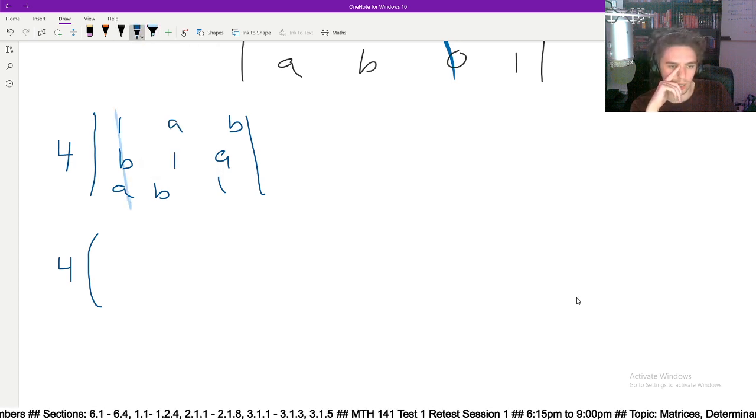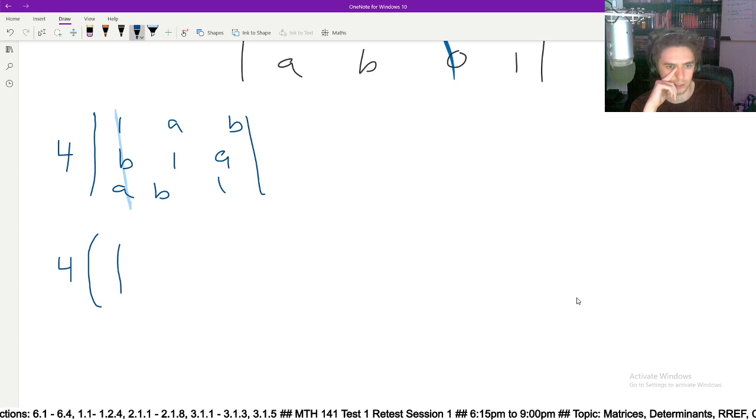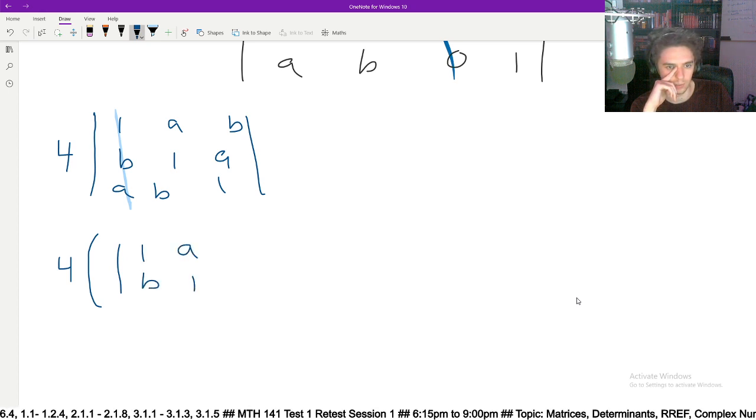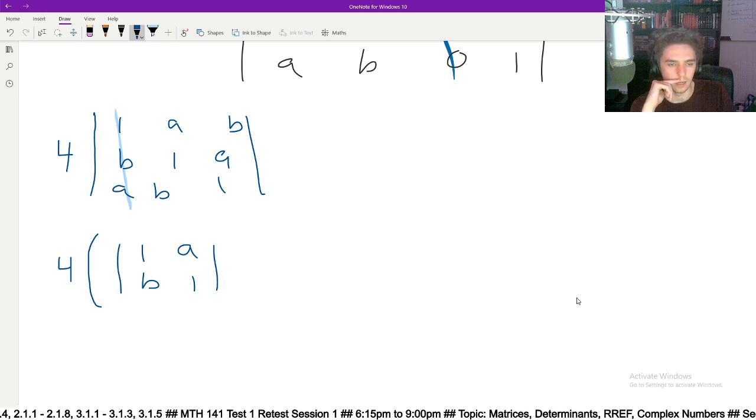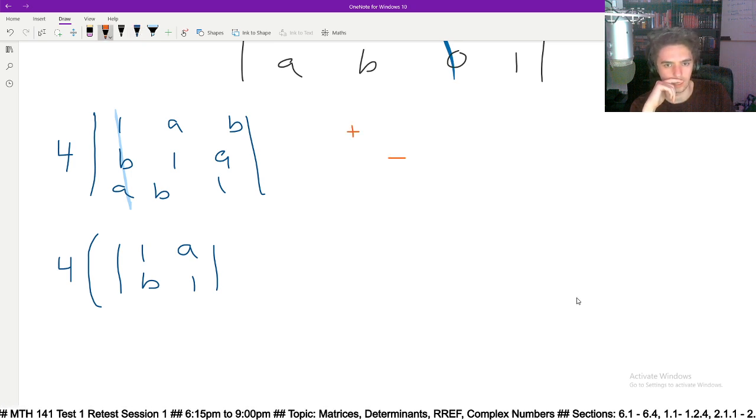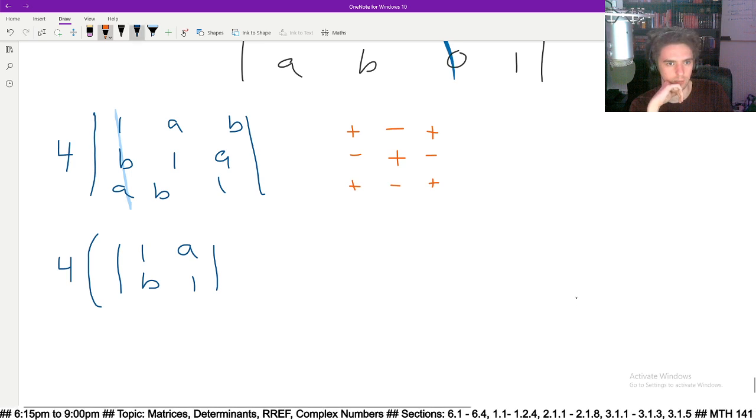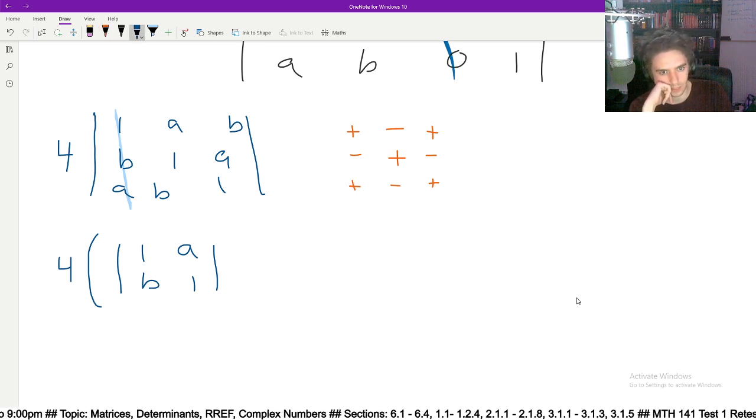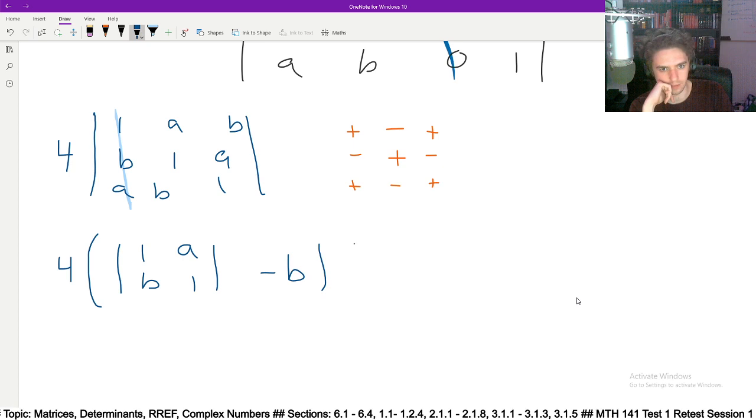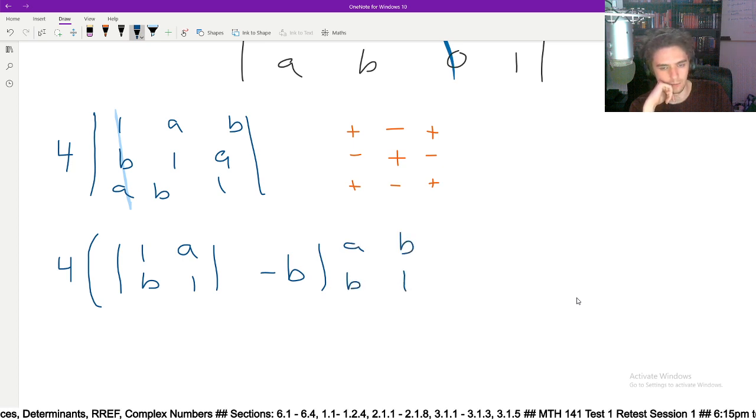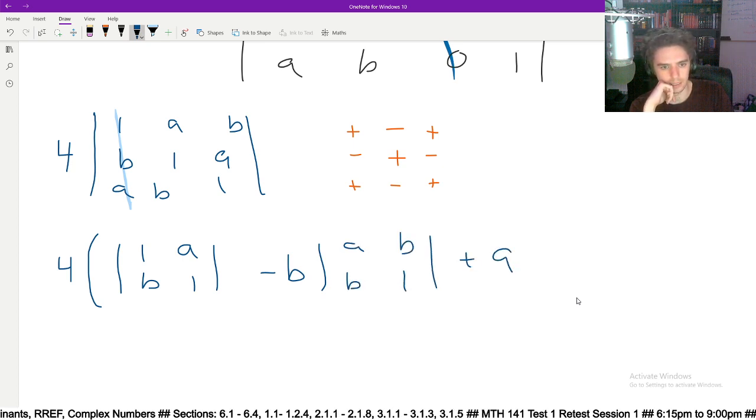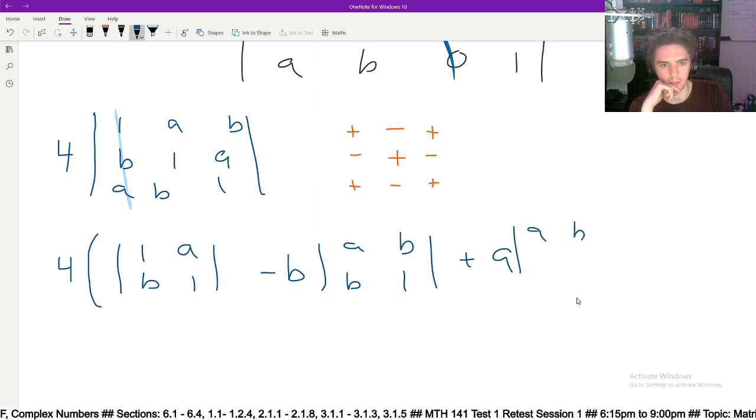Right, so it's going to be 1 times the determinant of everything except that. So the determinant of 1, A; B, 1. Okay. Then it's B, but it's negative B, right? Because we have to think about what position it's in. Remember this, it kind of goes like that, and then it expands like that. So that's which ones are positive. So B is in a negative position. So it's going to be minus B times the determinant of everything except that: A, B; B, 1. And then plus A times the determinant of everything except that: A, B; 1, A.